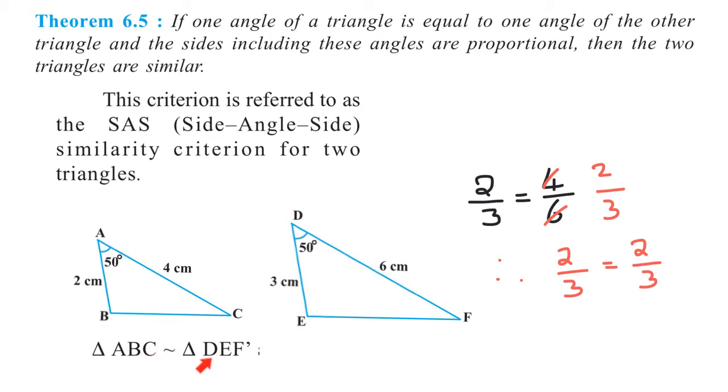So we have now another criteria, SAS, side angle side. Then we have SSS, side side side. Then we have angle angle angle. So three criteria to show that the triangles are similar. Great going. Based on these theorems, let us try to solve some of the problems.